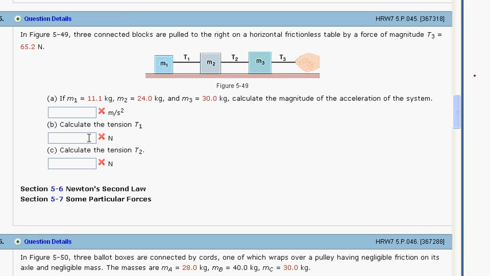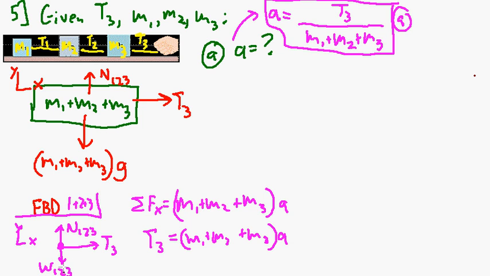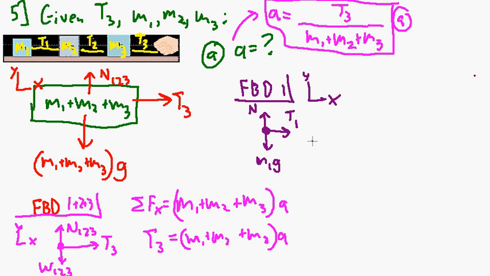Calculate tension T1. Well, now I'm going to be sneaky here, and I'm going to draw a free body diagram for only mass 1. So here's mass 1. It's being pulled on by this tension, and it's got gravity. So here's our mass 1 free body diagram. X, y. There it is. Gravity, M1 times g. Normal force N. And it's being pulled on by T1. Let's do a sum of forces in the x direction, and that's going to equal M1 times acceleration.